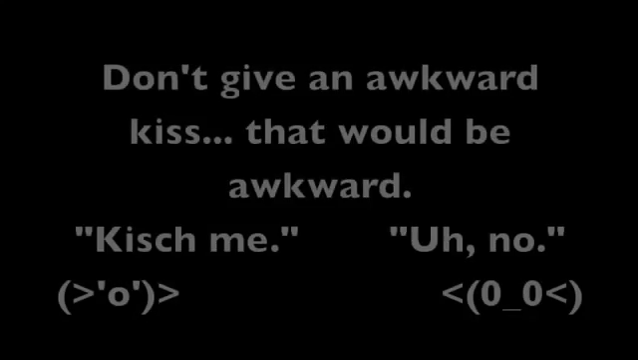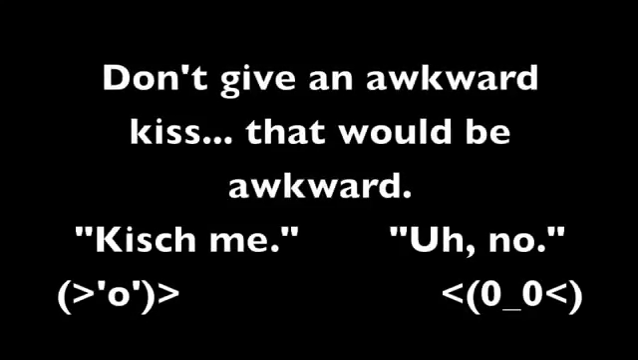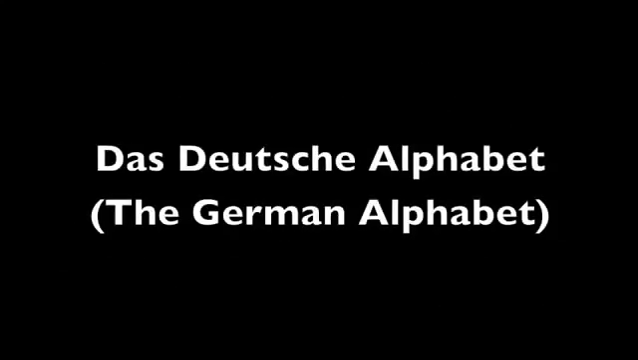So let's move on to the third noise, the sh. This is probably the most simple noise to make. It's an overly intense sh, just like the English sh, but in German it's most of the time sh. Put forth more effort and pucker your lips out somewhat, almost as if you're giving an awkward kiss. Okay? So now let's move on to the German alphabet.